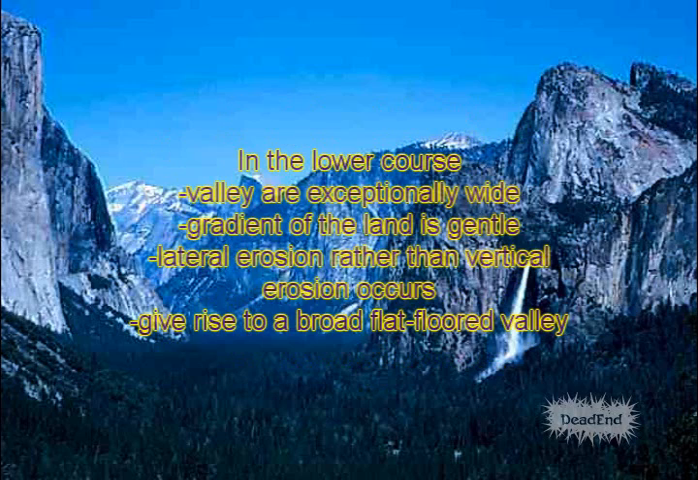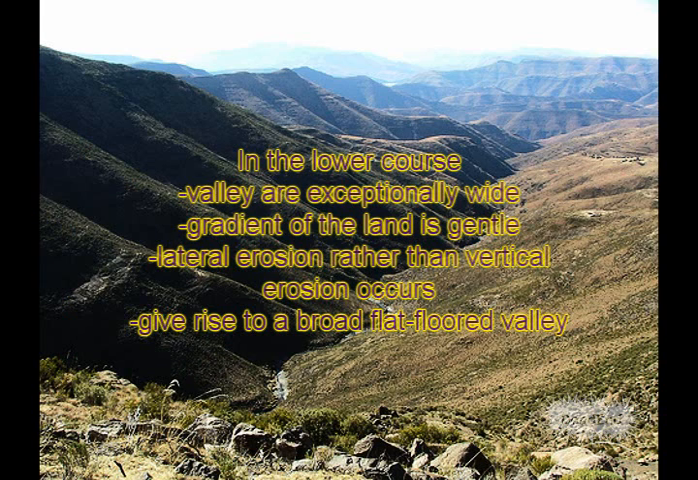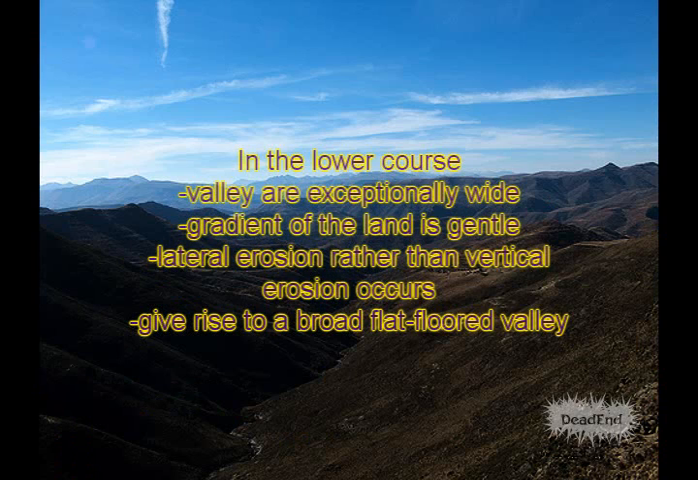In the lower course of a river, the valleys are exceptionally wide compared to the upper and middle courses because the gradient of the land is gentle. As a result, lateral erosion rather than vertical erosion occurs. This gives rise to a broad, flat, flared valley.